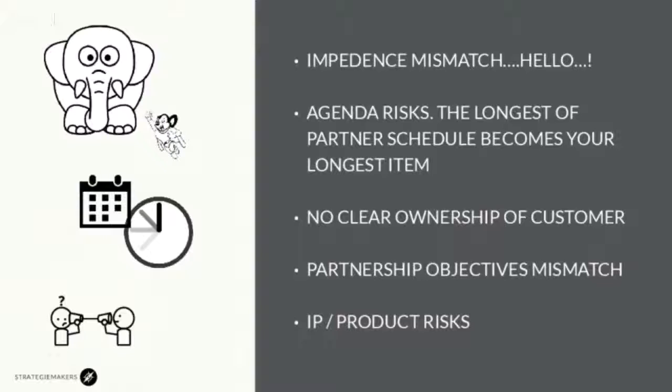Because an important item that leads to it, the second item on this slide, is that the longest item of the partner's schedule becomes your longest item. And what we mean by that is actually just a priority and an agenda risk, right? So what does it mean? Quite often we hear larger companies say, well, you know what, we make that decision, for instance, about collaborating with your startup, or working on your specific product, at our next planning meeting, right? And you ask, well, when is that planning meeting? And they say, well, we have that quarterly.